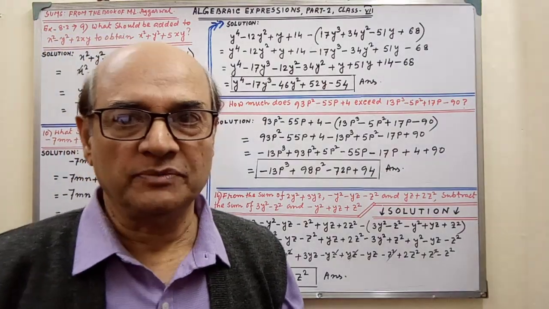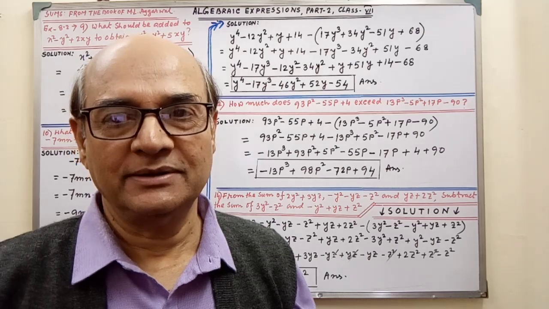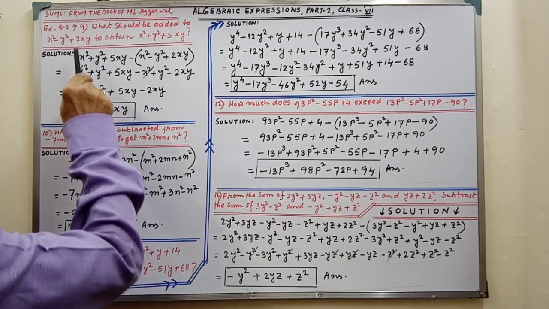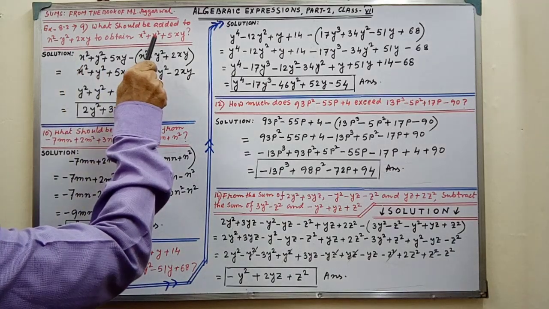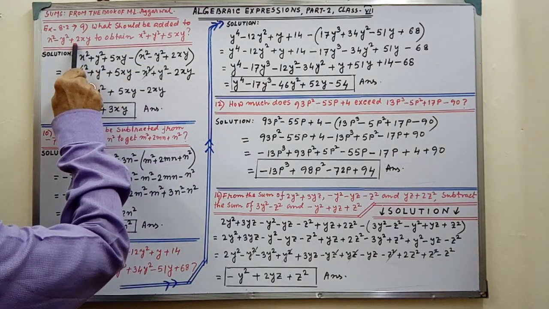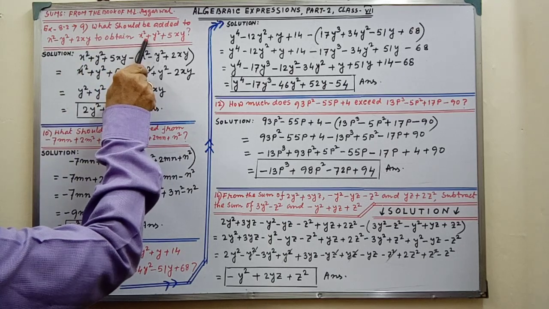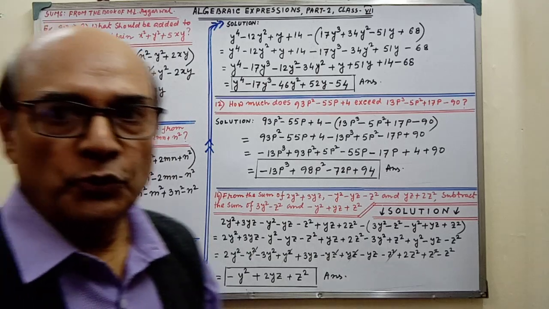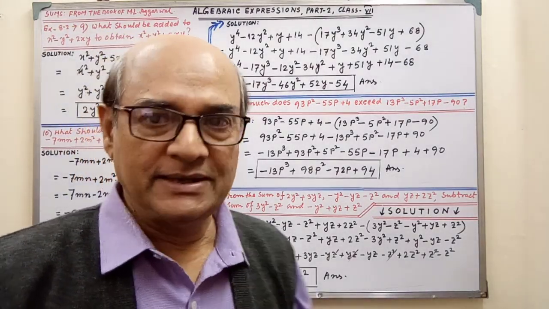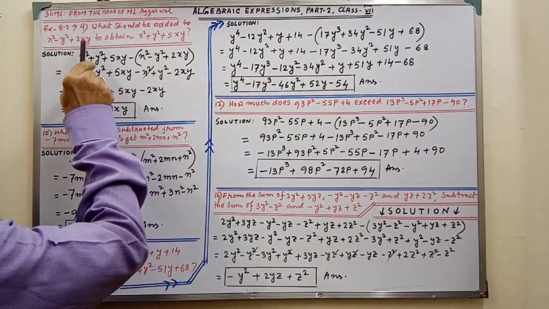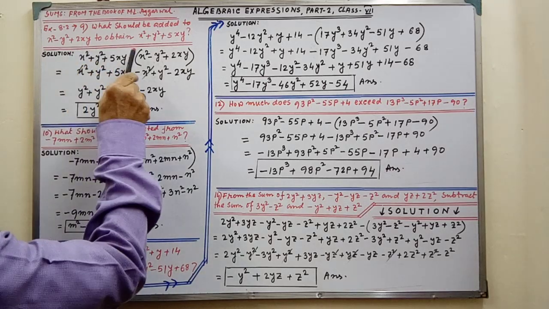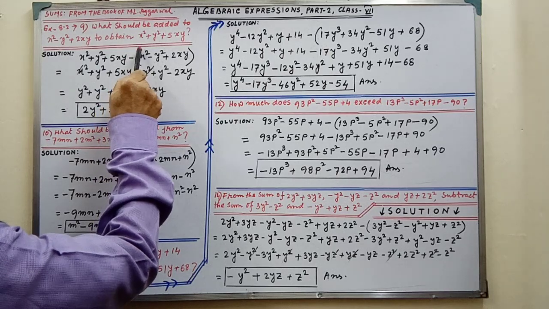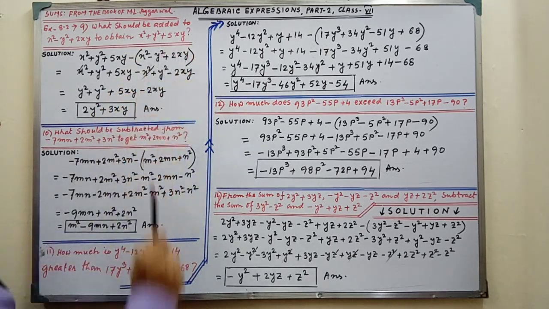Here, the language of the sum you have to understand clearly. What should be added to this to obtain this? That means from this we have to subtract this. This is why we have to write this one first. Row method will be easier. And what part we have to subtract? That is, by putting a minus sign we have to keep it within the first bracket.